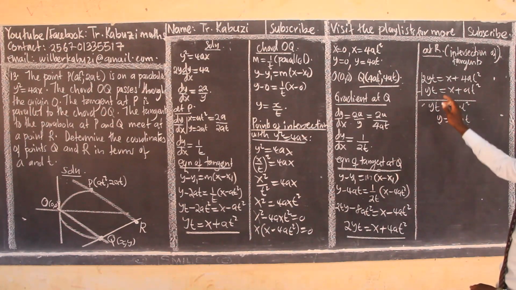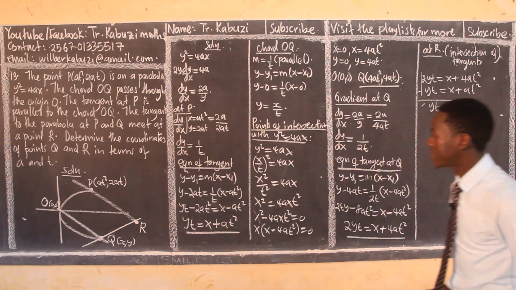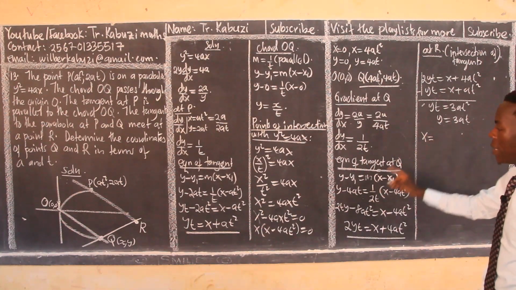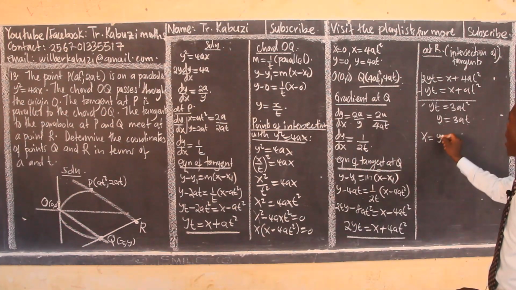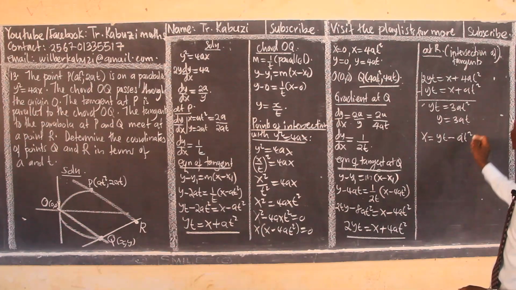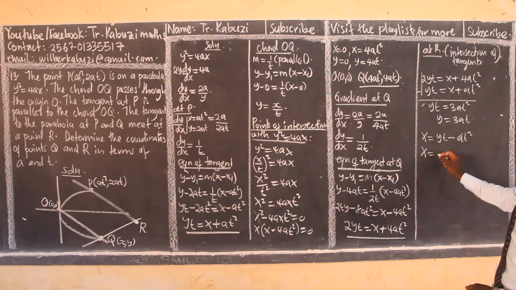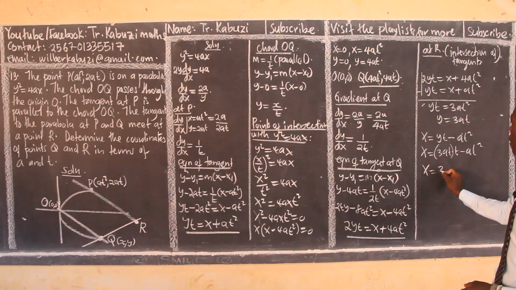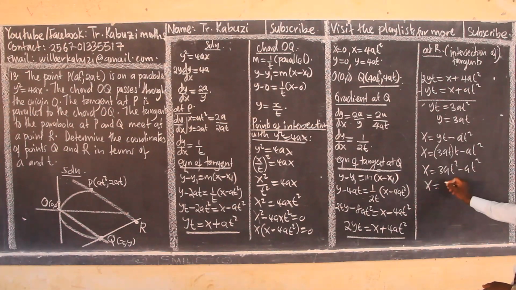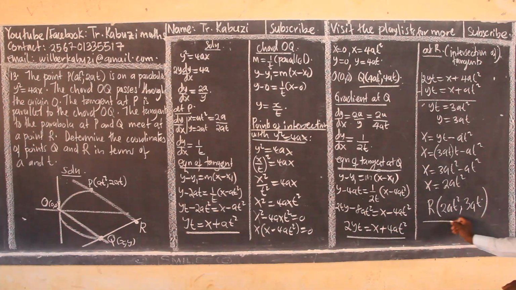Then after getting y, you come here and you get the value of x. So my x is going to be yt minus 8a t squared. My y is here, 3at, times t, minus 8a t squared. So my x becomes 3a t squared minus 8a t squared. So my x becomes 2a t squared. Therefore, our point R has x value 2a t squared and y value 3at. So that is the point R.